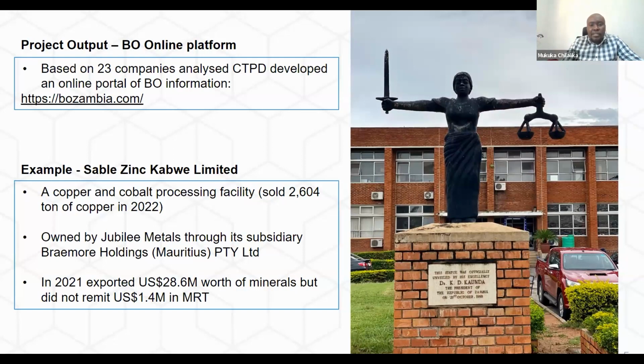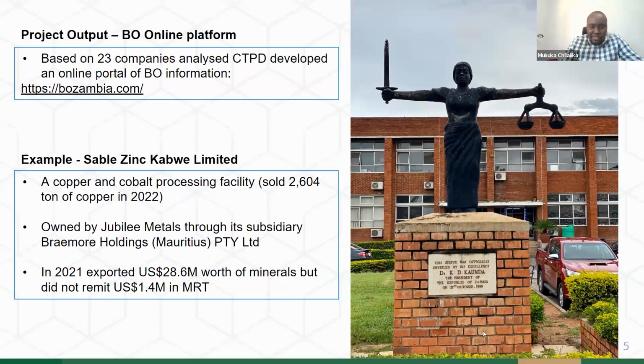This company has been in existence since the 2000s. It's changed hands from Metorex, Glencore, and finally it's now owned by Jubilee Metals. Now, Jubilee Metals is a UK registered company. Jubilee also owns Sebozink through a complex ownership chain. It owns Sebozink through a company called Bremo Holdings Mauritius, which is also owned by another subsidiary of Jubilee, which is Bremo Resources.